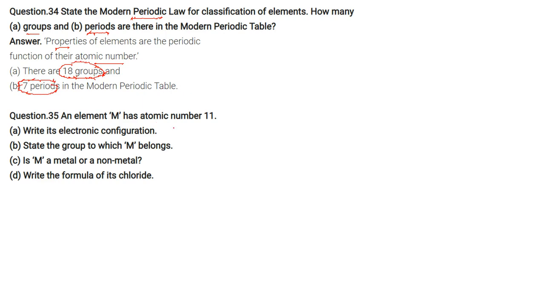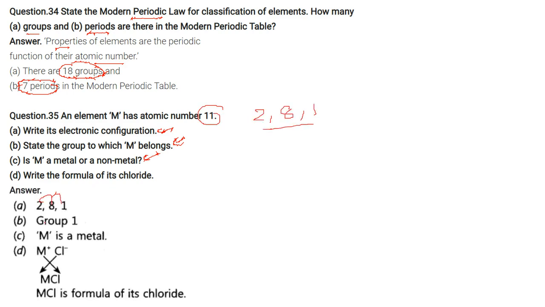An element M has atomic number 11. Write its electronic configuration. State the group to which M belongs. Is M a metal or a non-metal? Write the formula of its chloride. M has atomic number 11, so you can easily see that it is 2, 8, 1. It is sodium. The group is 1. It is a metal because it is able to give 1 electron to become stable.